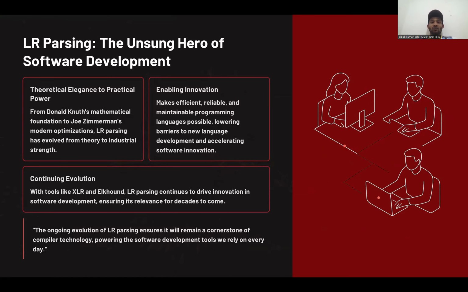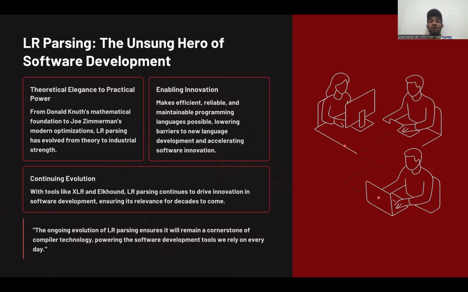Now, the last slide is conclusion. In conclusion, LR parsing has proven to be a foundational technology in the field of compiler design. What started as a theoretical concept has evolved into a practical and widely used solution for parsing programming languages. Its ability to handle complex grammars efficiently and accurately makes it indispensable in modern compilers. With continuous advancements and innovations, LR parsing is expected to remain a key component of programming language processing in the future. It truly deserves recognition as the engine that powers modern compilers.